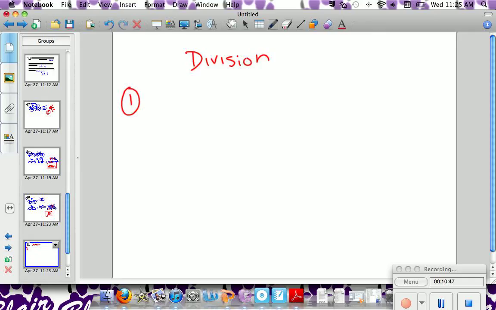Example 1 on division. We're going to simplify 4n all over n plus 5 divided by n minus 9 all over n plus 5.